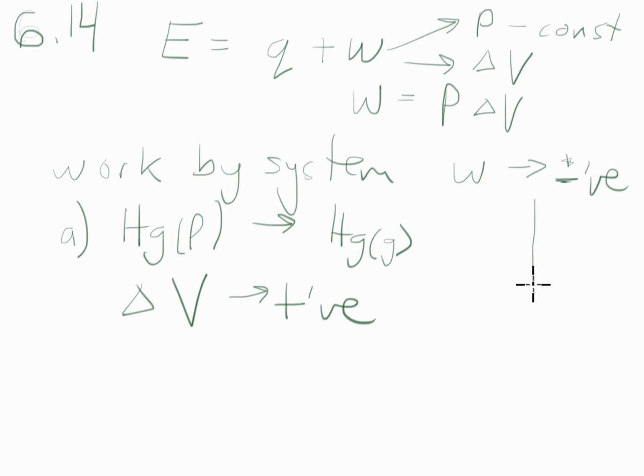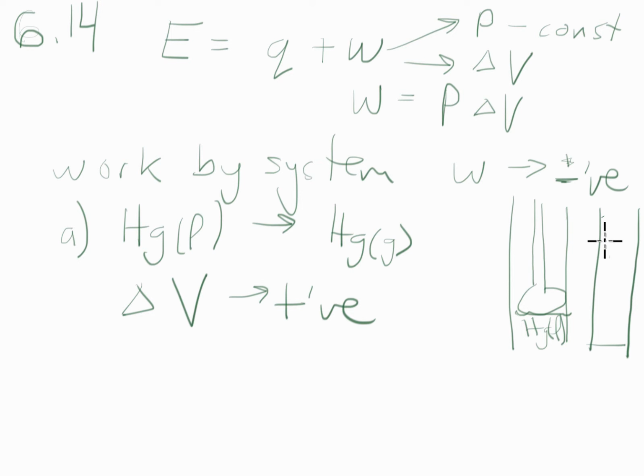That is, if we have our little piston here in a chamber, and this is a really ugly one, but let's say here we have our liquid mercury. If this expands into gas, right, that piston will be pushed up. The system will have done work. So now we have our vapor of mercury. The system will have done work, and therefore the sign of the work will be negative.